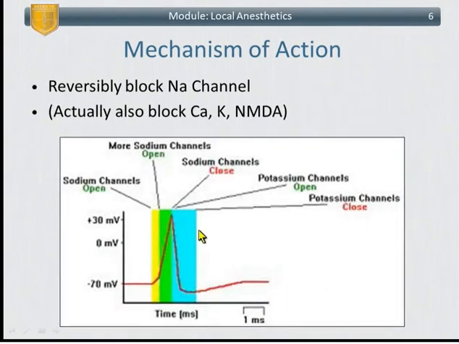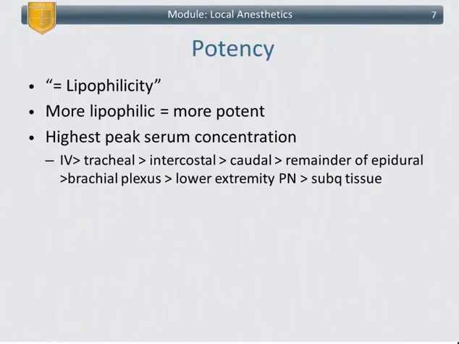Local anesthetics work by reversibly blocking the sodium channel, thereby stopping the action potential. They also block calcium channels, potassium channels, and NMDA receptors. If you want to know the potency of a local anesthetic, then just find out how lipophilic it is. More lipophilic equals more potent. It has to cross the cellular membrane. It has to get in the cellular membrane and work on the inside in order to do anything.